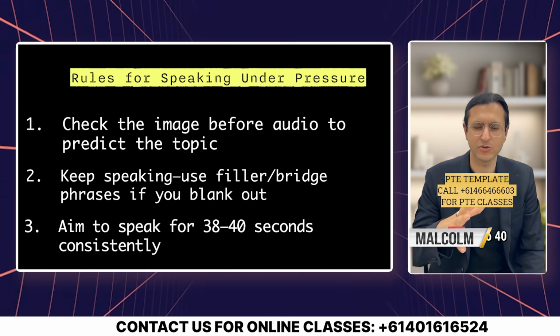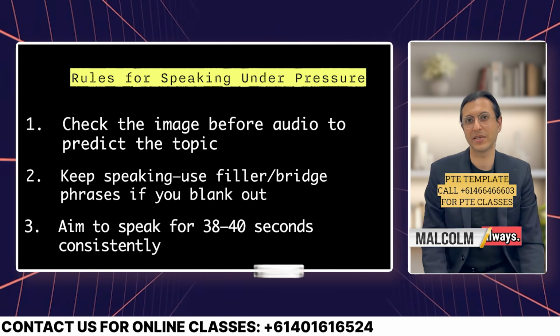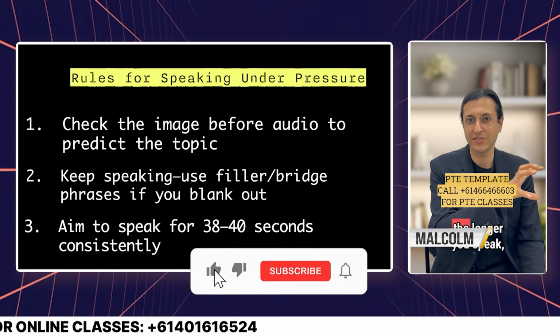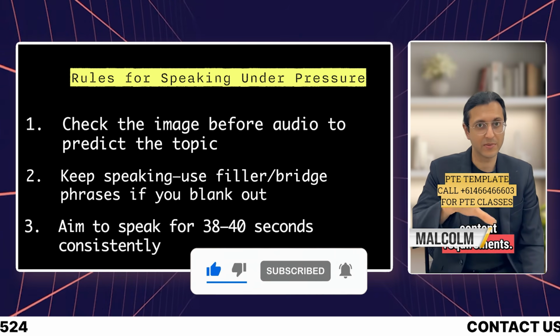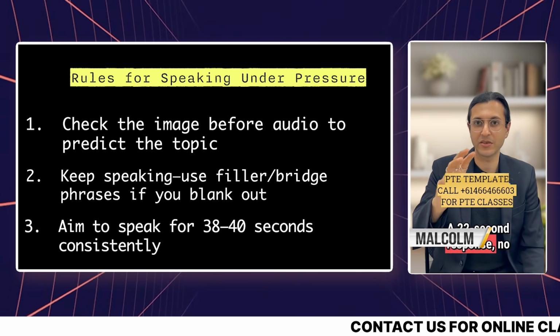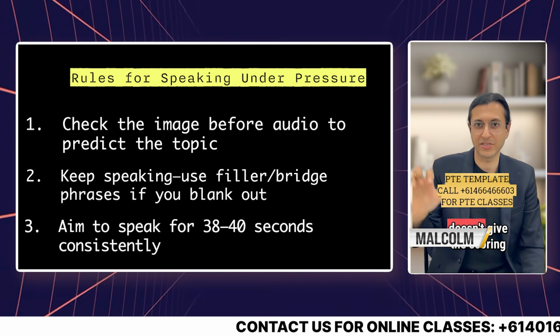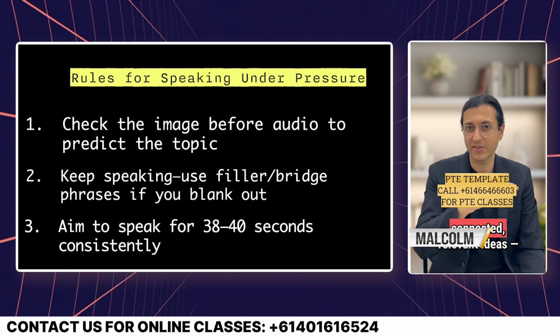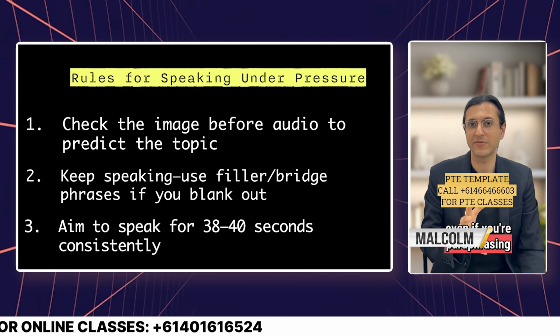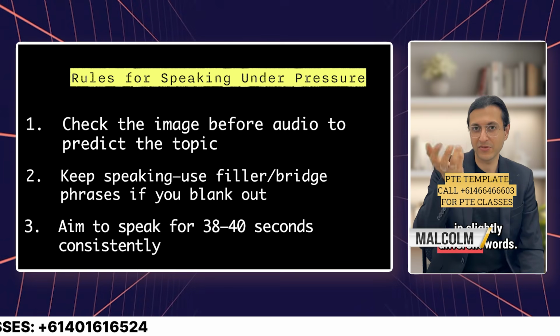Rule 3. Aim for 38 to 40 seconds. Always. Pearson's official guidance says the longer you speak, the more opportunities you create to cover the content requirements. A 22-second response, no matter how accurate, simply doesn't give the scoring system enough material to work with. Fill the time with connected, relevant ideas, even if you're paraphrasing something you already said in slightly different words.